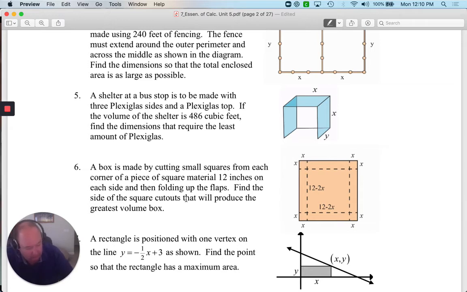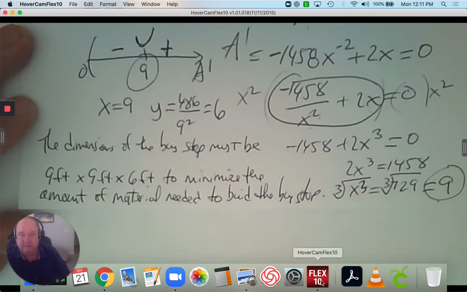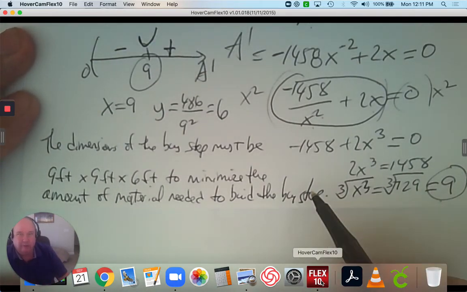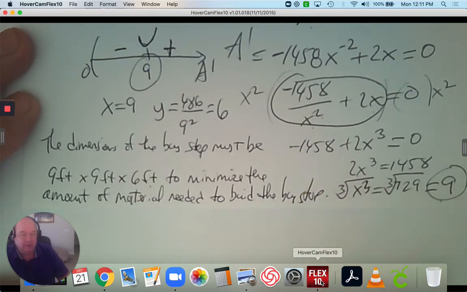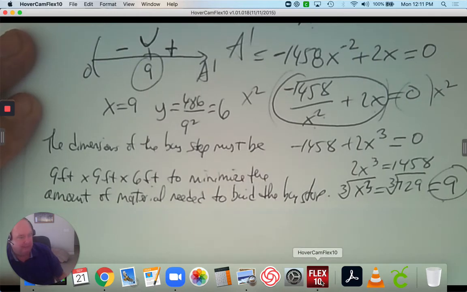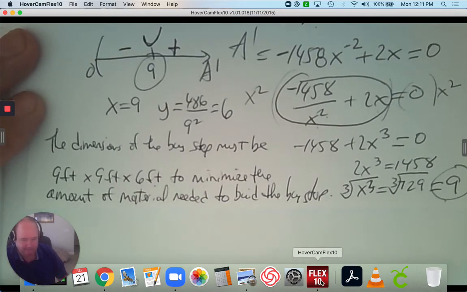Mention the bus. I think that's the sentence, okay? Let me give you this. So the dimensions of the bus stop must be 9 feet by 9 feet by 6 feet to minimize the amount of material needed to build the bus stop. This is like engineering 101, calculus. Either in engineering you're trying to maximize something or you're trying to minimize something when you're building it. So here's a situation where you're trying to save as much money as possible and still build the bus stop at that size.